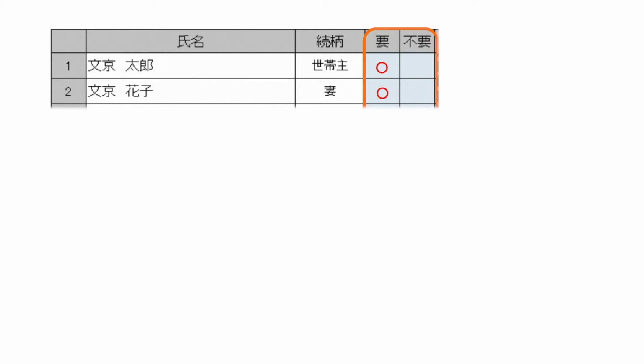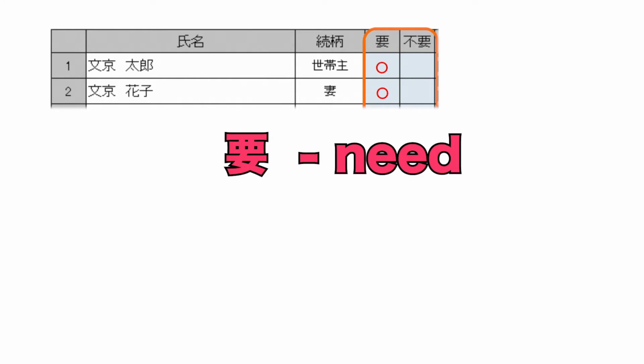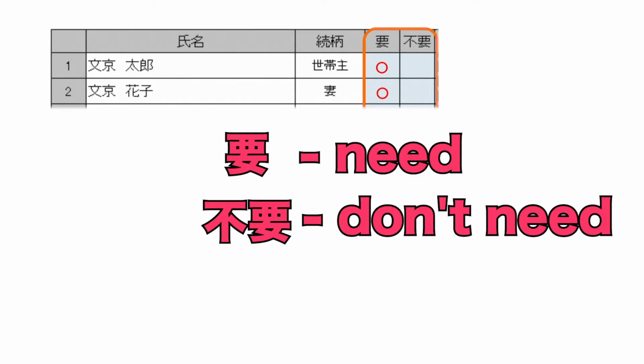Alternative versions of the form featured the two kanji options that you can see on the screen now. The first one is yo, which means need, and the second one is fuyo, which means don't need. So applicants were being asked to check one of the boxes. Do you need this money? Do you not need this money? Which essentially should be read as, do you want this money or do you not want this money? If you wanted your 100,000 yen coronavirus payment, you would check that box under the kanji which indicates your need.